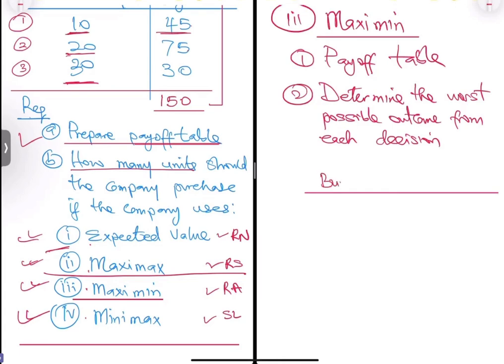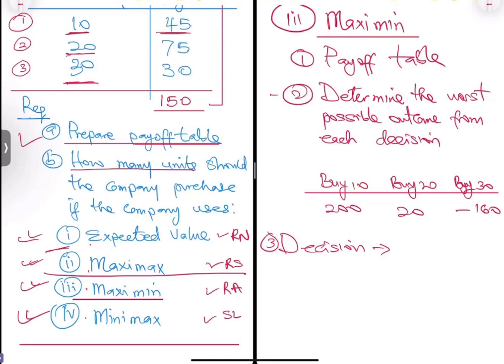So when we buy 10, the worst case is 200. If we decide to buy 20, the worst case is 20. If we decide to buy 30, the worst case is minus 160. So we already know our worst case scenarios. And this guy is saying, I am maximizing my minimum scenarios. So which means the decision is the third step. And decision will be to select best of them, best of step 2.